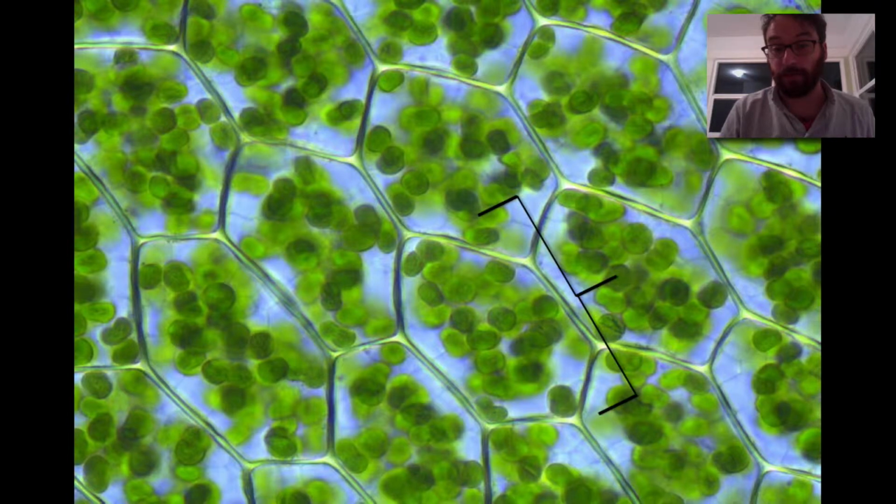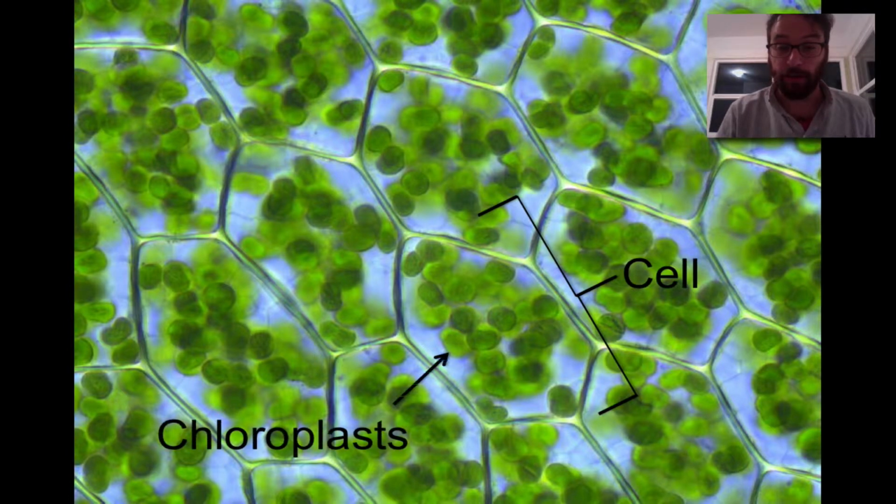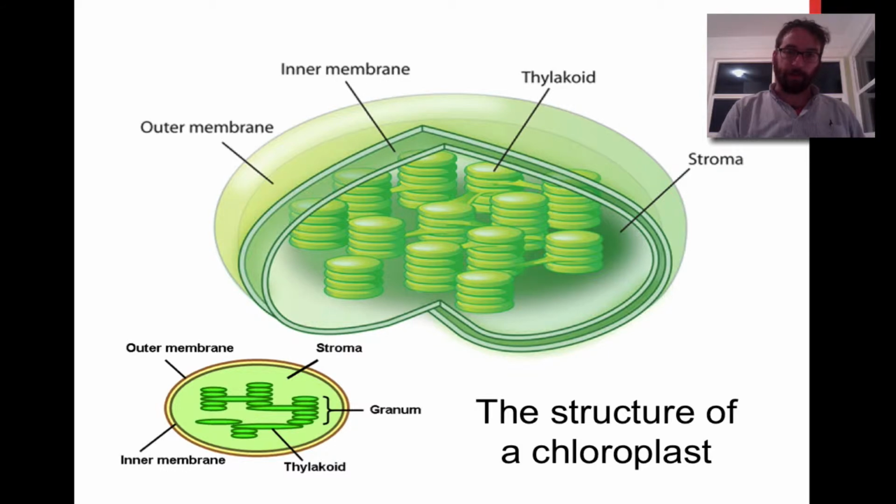There's a single cell. Now, if you see inside of that cell, there's lots of other structures, little green dots. Those are chloroplasts. Chloroplasts are the organelles responsible for photosynthesis. Understanding the structure of a chloroplast helps us understand the light reactions. So if we zoom down to the level of a chloroplast, this is what we'd see.